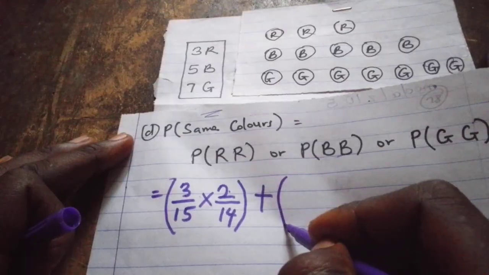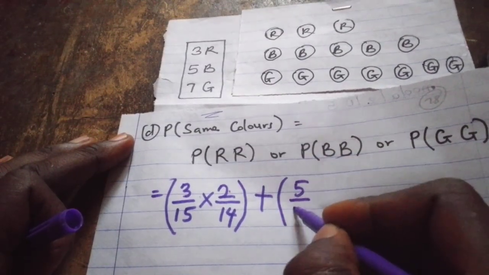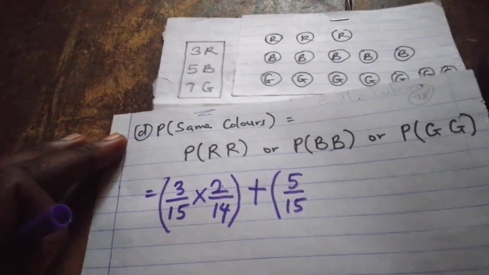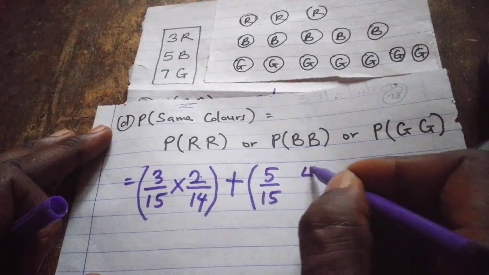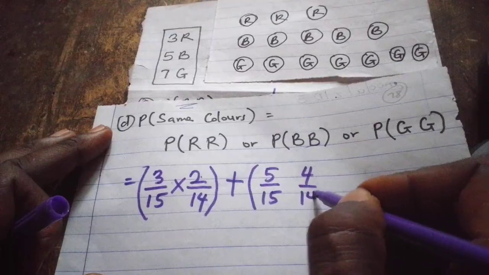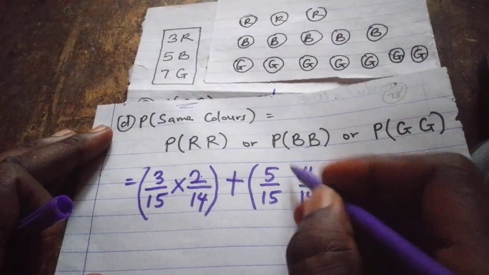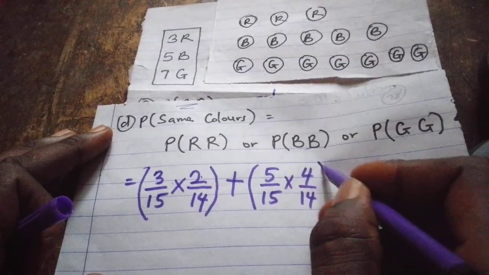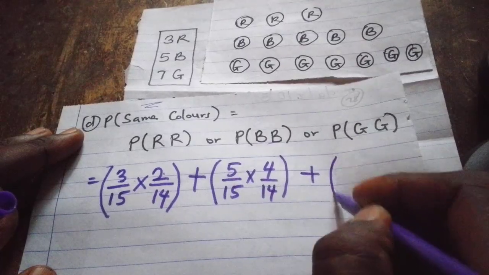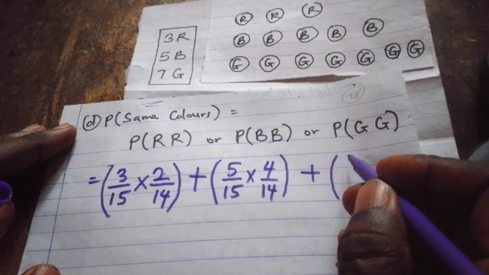If we have the first one to be blue, how many blue balls are there? We are having 5. The total number of balls is 15. By the time we remove one blue ball, we are left with 4 blue balls. So the total number of balls in the bag has also reduced to 14. So the probability of picking the second one also to be blue is 4/14. So you multiply this, so this and this, then, or that means plus the probability of picking the third one to be green. The probability of picking the third one to be green, how many green balls are there?